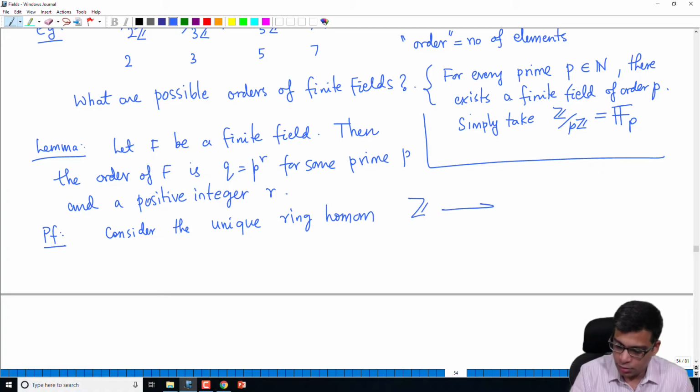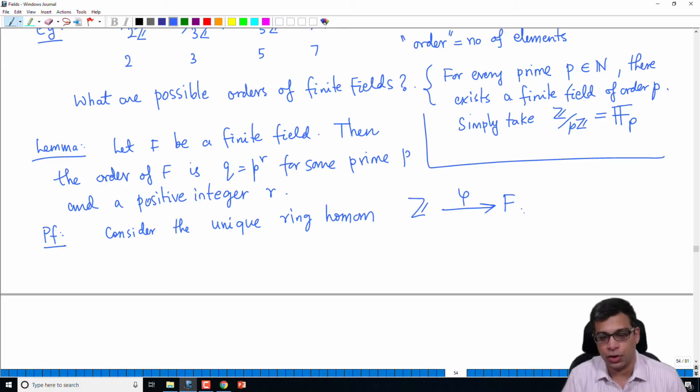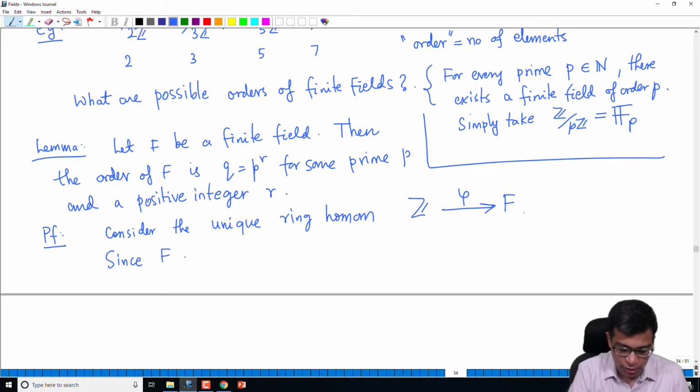from Z to F. Remember, earlier in the ring theory part of the course, we showed that for every ring R, there is a unique ring homomorphism from Z to R sending 1 to 1. So F being a finite field is also a ring, so there is a unique ring homomorphism like this, phi. So immediately we observe that phi cannot be injective. Since F is finite, phi is not injective. Why not?